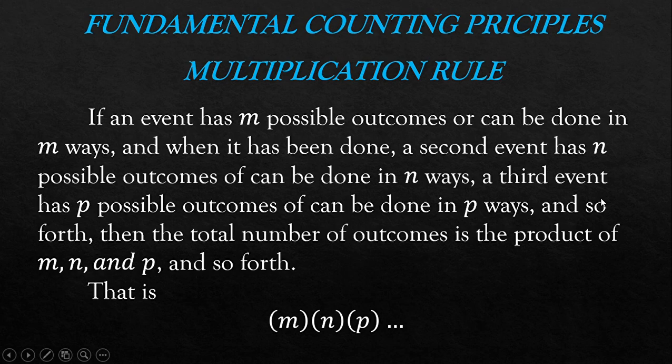Now I will introduce to you the fundamental counting principle, or what we call the multiplication rule. In the multiplication rule, you just need to count the m possible outcomes, the n possible outcomes, and the p possible outcomes, just like our previous example from my previous video.